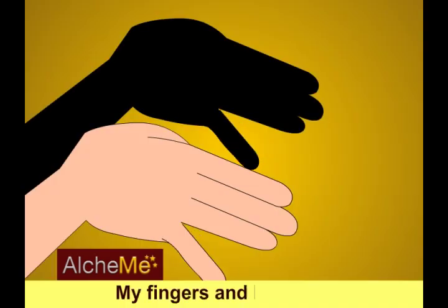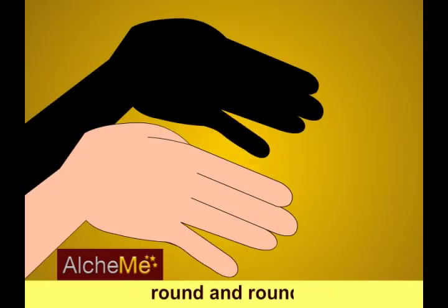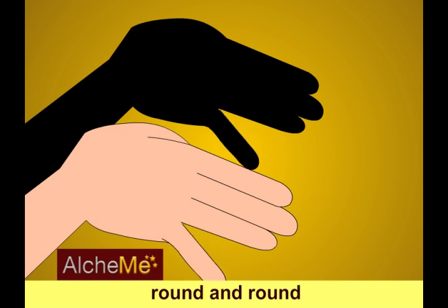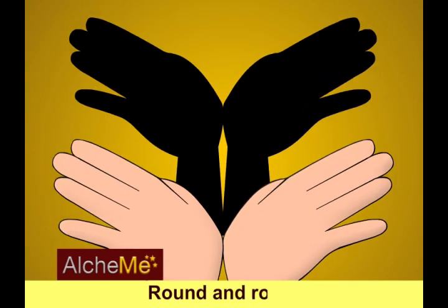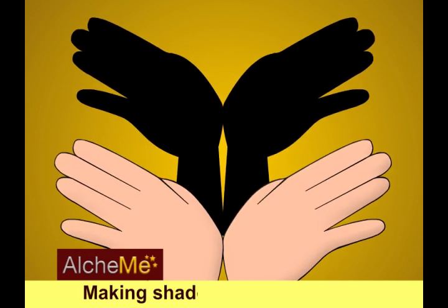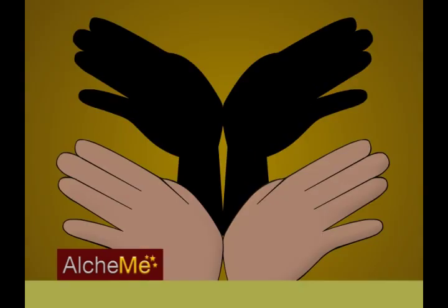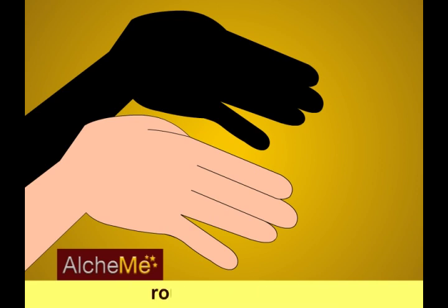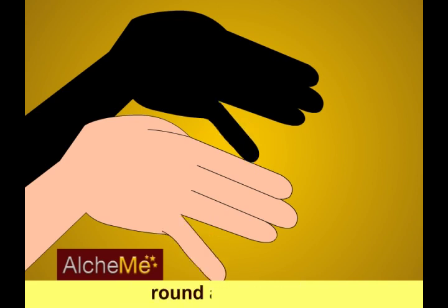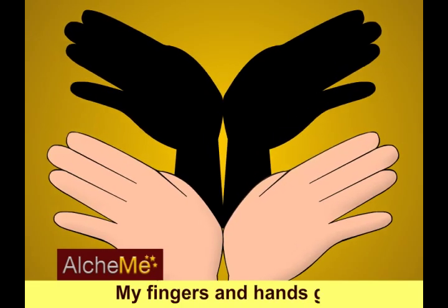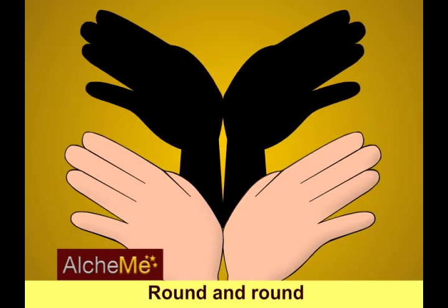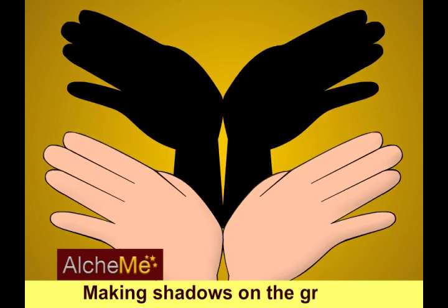My fingers and hands go round and round, round and round, round and round. My fingers and hands go round and round, making shadows on the ground. My fingers and hands go round and round, round and round, round and round. My fingers and hands go round and round, making shadows on the ground.